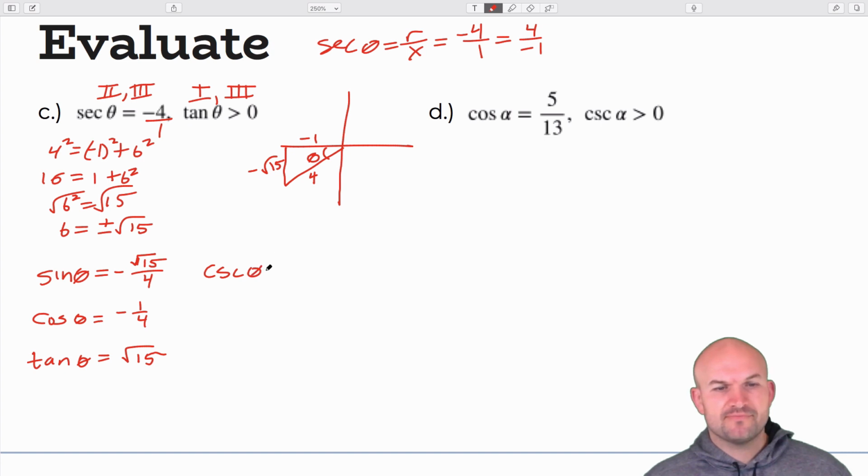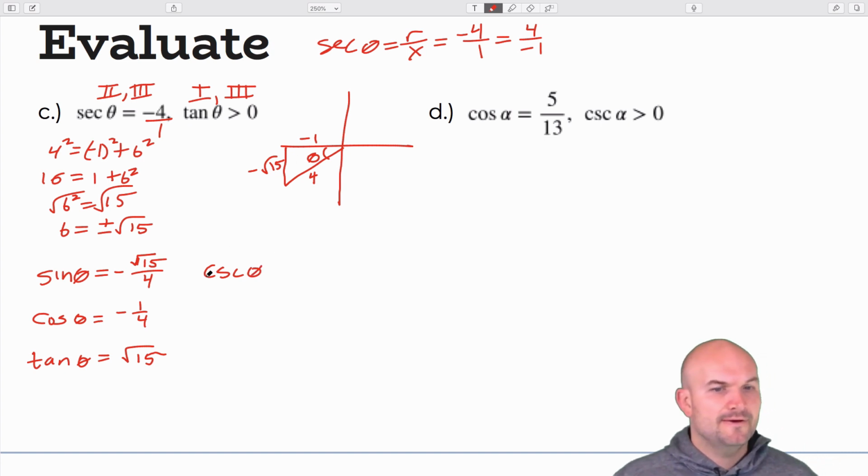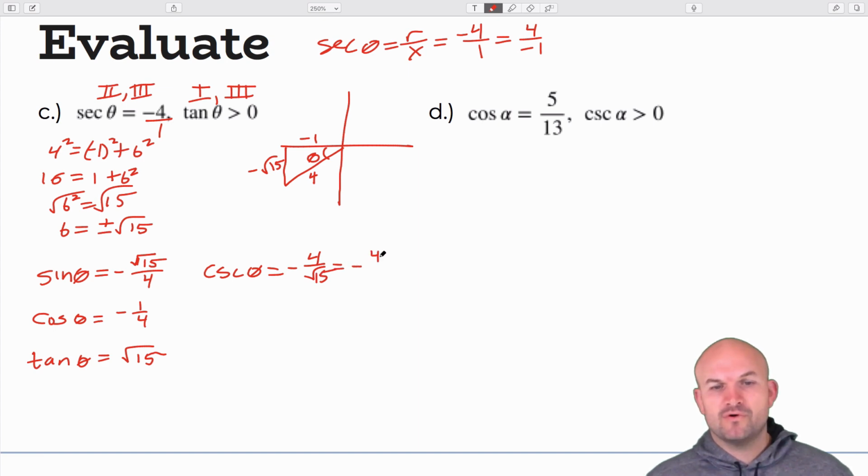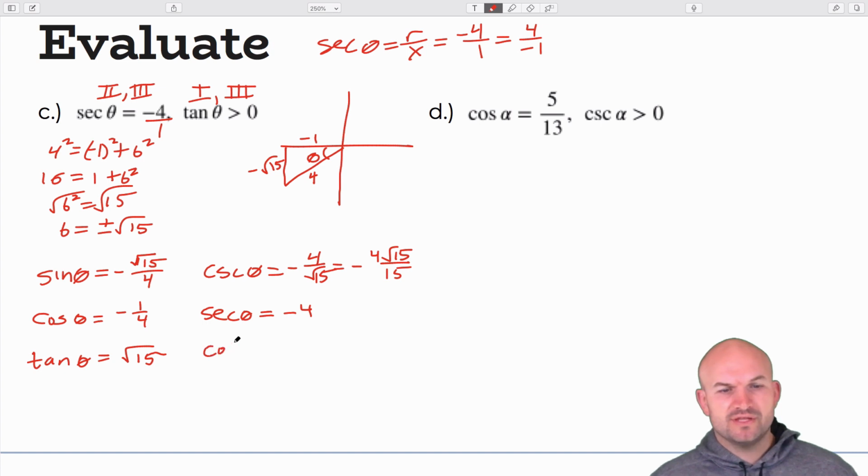So cosecant of theta is going to be hypotenuse over opposite. So that's a reciprocal. It's going to be 4 over negative square root of 15. Rationalize the denominator here. You're going to have a negative 4 square root of 15 over 15. For the secant of theta, that's just going to be a negative 4. And then for the cotangent of theta, that's going to be a positive 1 over the square root of 15, which equals the square root of 15 over 15.